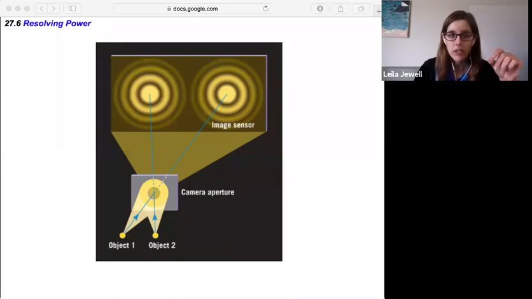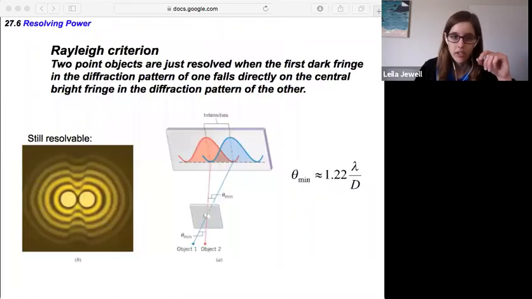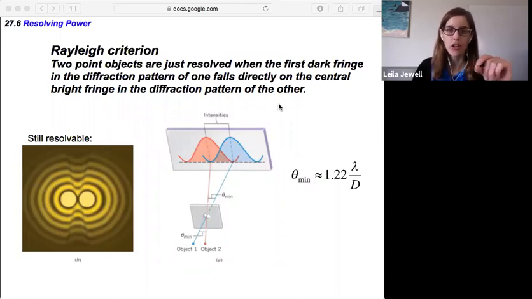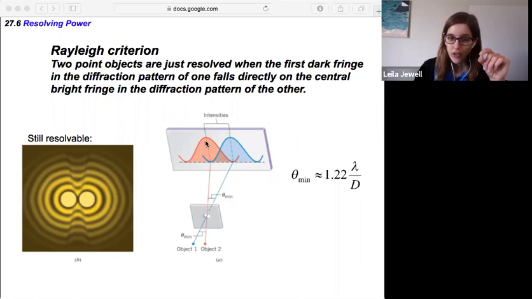And so this brings us to something known as Rayleigh's criterion: two point objects are just resolved when the first dark fringe in the diffraction pattern of one falls directly on the central bright fringe in the diffraction pattern of the other. So notice these two are still very resolvable. You can tell there are two peaks here. And they'd go even a little further if the dark fringe of one actually overlapped with the bright fringe of the other.